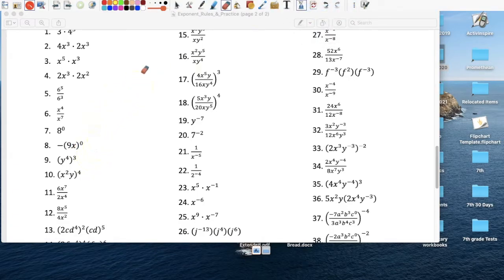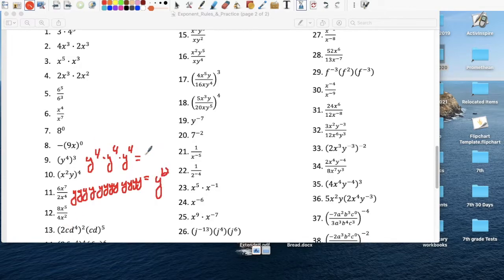Now it's a power to a power. So remember what that really means. That really means y to the 4th times y to the 4th times y to the 4th. Right, and what does that really mean? It means y times y times y times y 4 times, right? 8 times, 12 times. And that's repeated multiplication. Y repeated 12 times. That's why the answer is y to the 12.